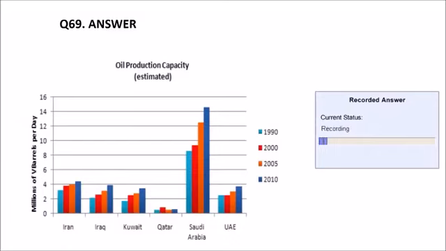This bar chart compares the estimated oil production capacity among the major Middle Eastern countries in years 1990, 2000, 2005 and 2010. Saudi Arabia was estimated to produce the highest, while Qatar produced the lowest number of oil barrels. Iran, Iraq, Kuwait, and UAE produced almost equal number of oil barrels. In conclusion, Saudi Arabia was the leader in oil production in the Middle East during the time period provided.